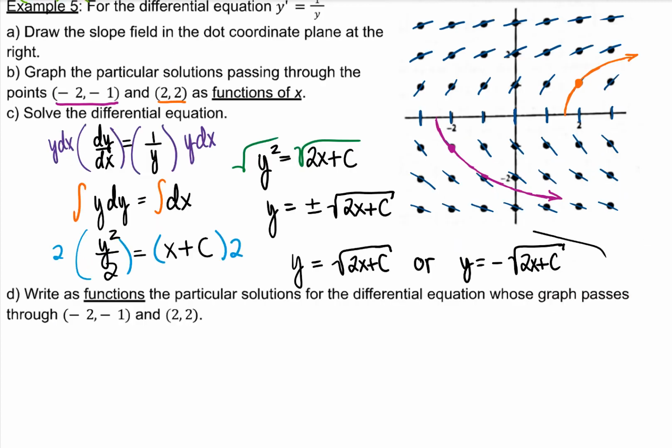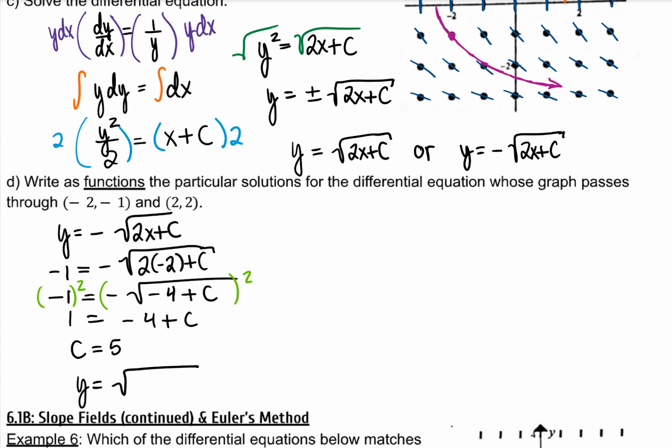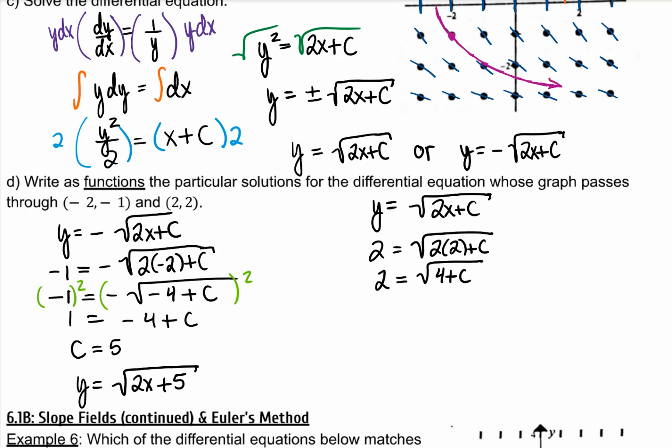negative 2, negative 1 is our negative version. It looks like a square root graph, a sideways parabola. And we'll plug in negative 1 for y and negative 2 for x to solve for c, making c equal to 5. We will plug in 2 into our positive version. And in this case, c is equal to 0.